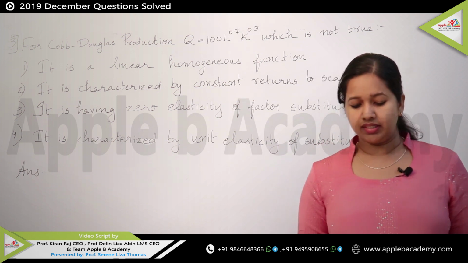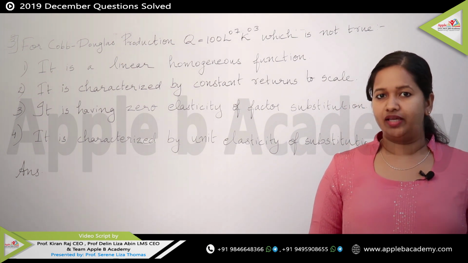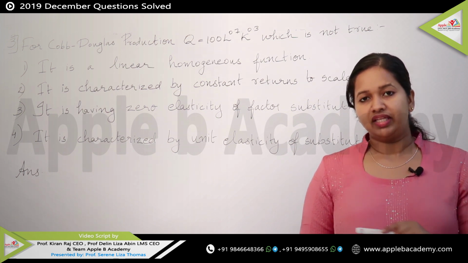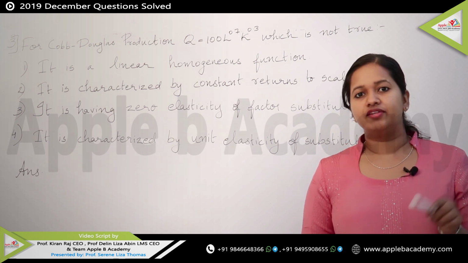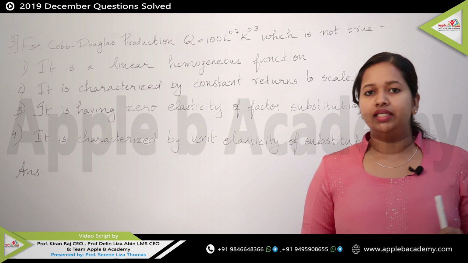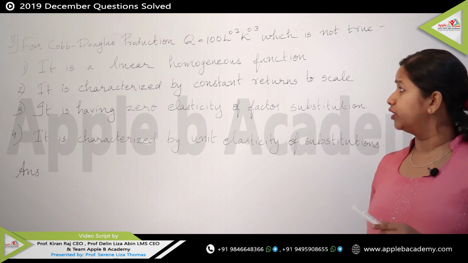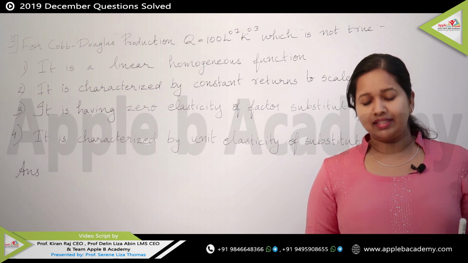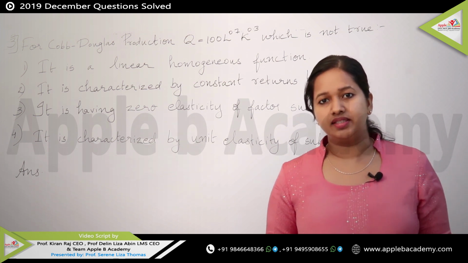The first statement is, it is a linear homogeneous production function. If you look at the output elasticity of labor and capital, you can see that the output elasticity of labor is 0.7 and the output elasticity of capital is 0.3. When you add alpha and beta, alpha plus beta is equal to 1. So we can infer that it is a linear homogeneous production function with constant returns to scale. So the first statement is true. The second statement, it is characterized by constant returns to scale, is also true since alpha plus beta is equal to 1.